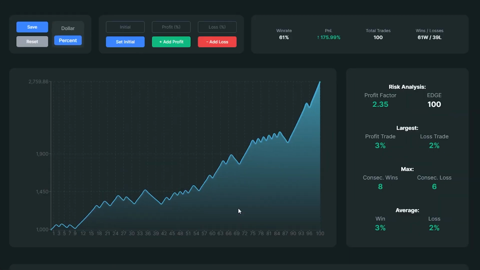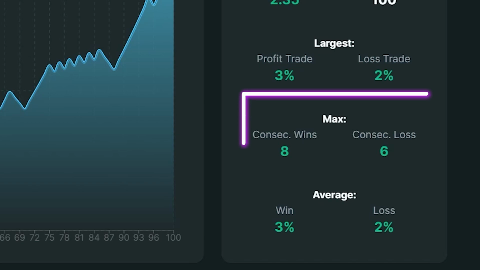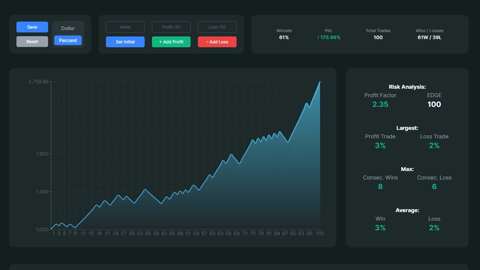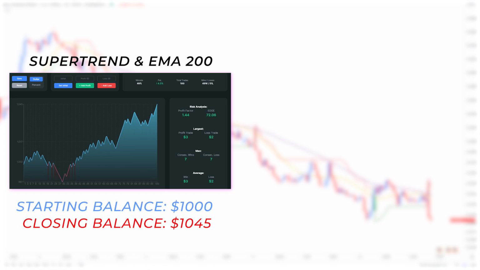I have completed my backtesting on the NZD/USD currency pair and the results have been truly outstanding. Our win rate went from 49 to 61 out of 100 trades with 8 consecutive wins and only 6 consecutive losses. So let's quickly compare the two graphs and see how the new strategy was able to grow the account for $1,000. On the left side is the original strategy using Supertrend and 200 EMA. Starting balance is $1,000 and the closing balance is only $1,045 in total.